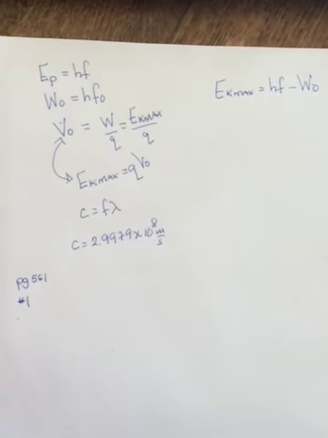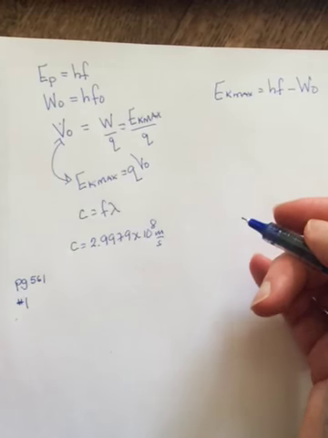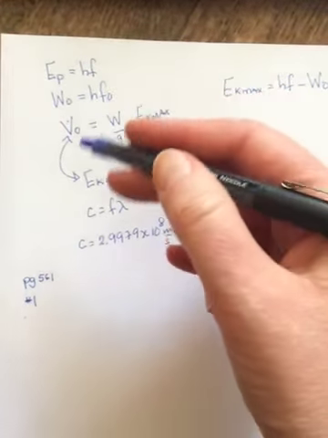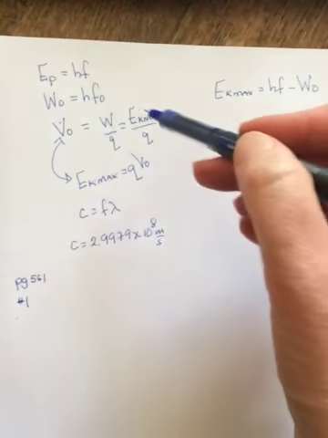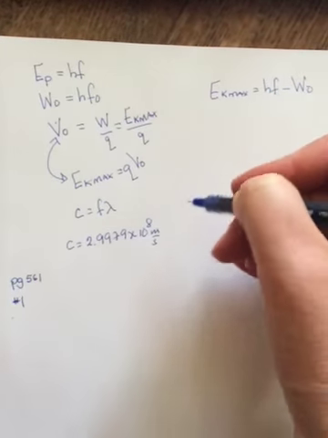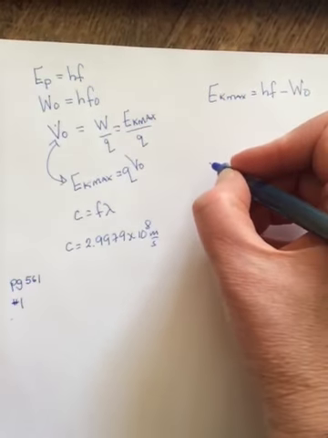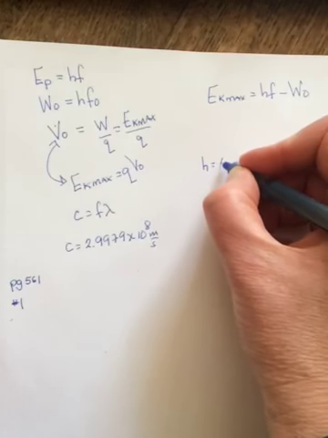Okay, the suggested questions. First set, page 561, numbers 1 to 4. So here are our equations, 1, 2, 3, 4, 5 of them. We have two constants. C equals 2.9979 times 10 to the 8th. And of course, Planck's constant.